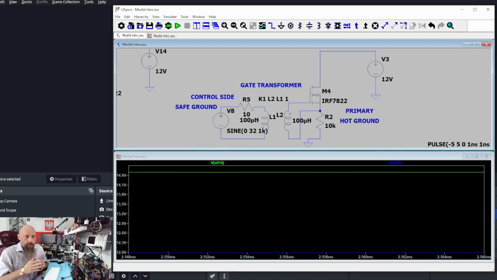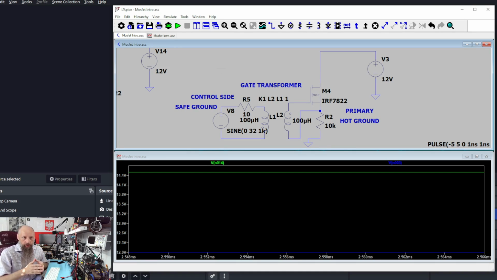kilohertz. In power supplies, we have primary and secondary side. Our primary side is on the right. Maybe that's not too intuitive, but our primary side is on the right, and our primary side is going to have a hot ground. That ground is going to have to be galvanically insulated from our control side. Our control side is going to have a safe ground. That's going to be pretty much our output.